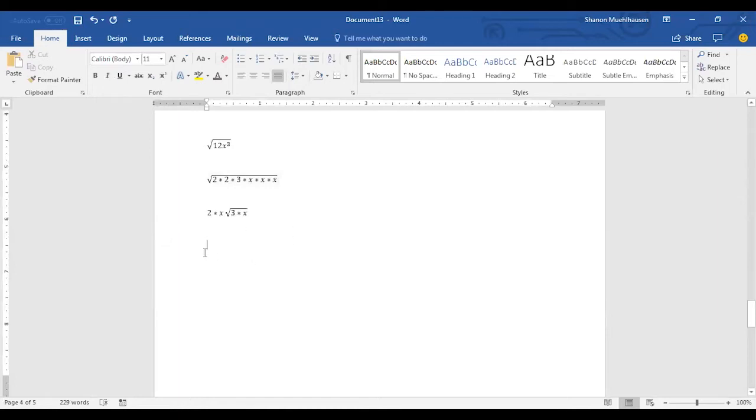What I get then is a 2 and an x outside of the radical, a 3 and an x left inside of the radical. My final answer is 2x times the square root of 3x.